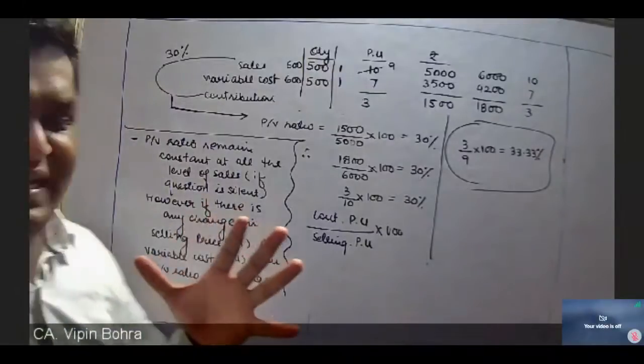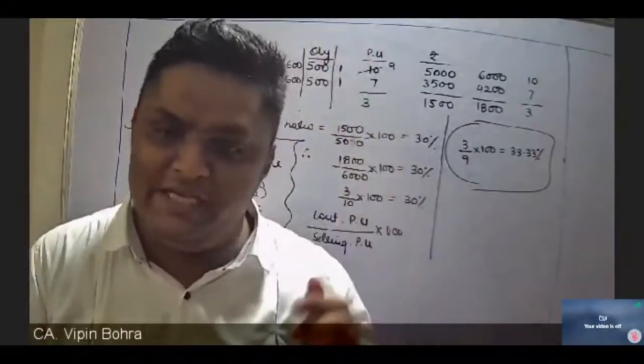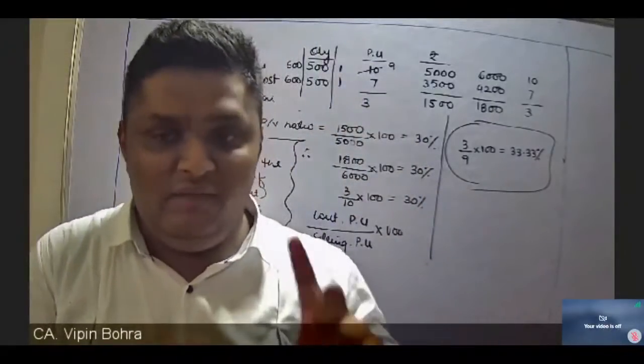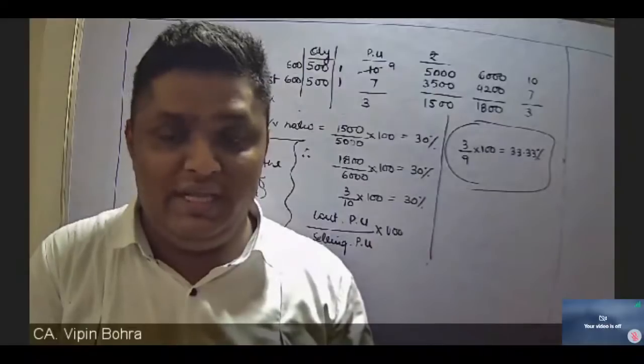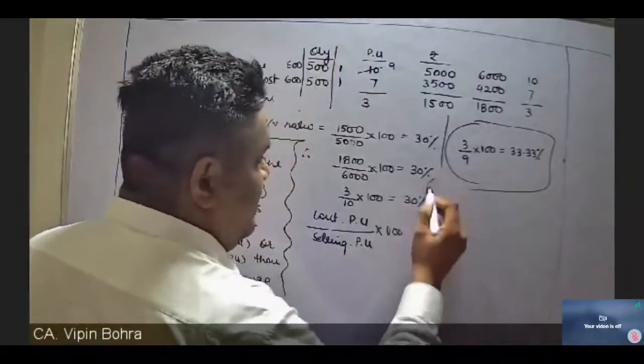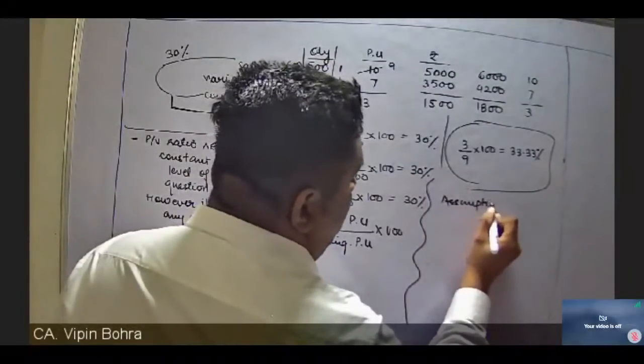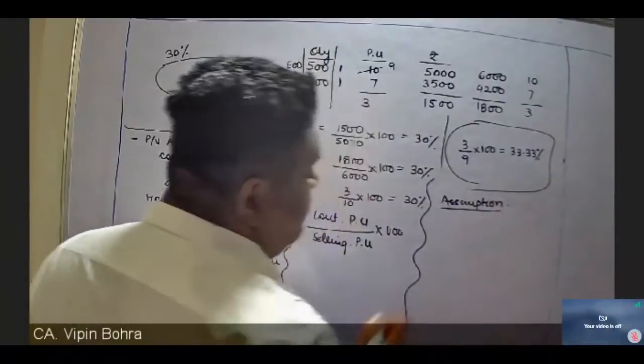So we can say these are the assumptions of marginal costing: selling price per unit remains constant, variable cost per unit remains constant. I repeat again, what are the assumptions of marginal costing? I am writing these assumptions here. Assumptions. If the question is silent, what you have to assume?